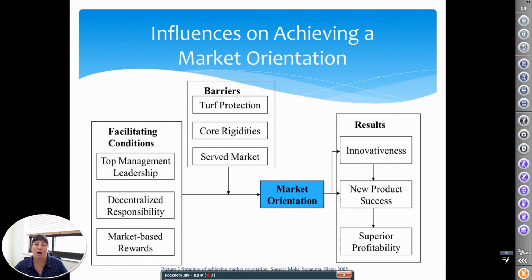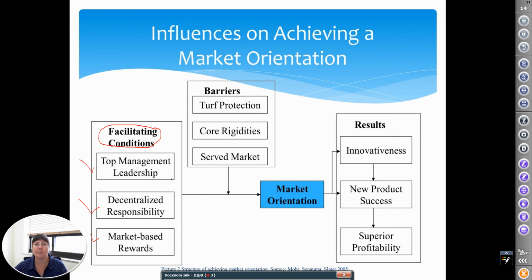So, what kind of factors can we meet which influence achieving market orientation? First of all, we can find the facilitating conditions, and the main conditions here are top management leadership, decentralized responsibility, and market-based rewards.